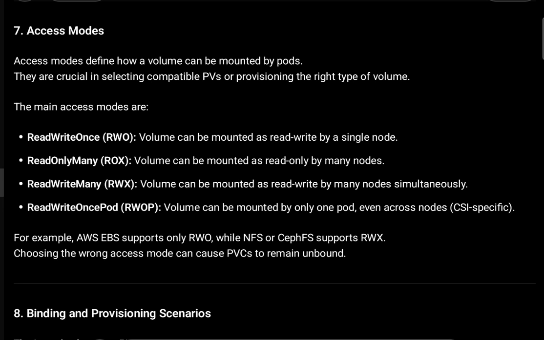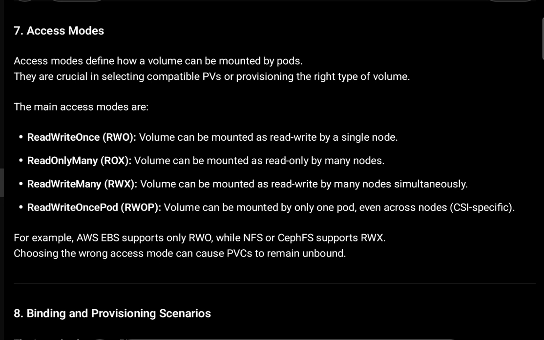Read-only many, ROX. Volume can be mounted as read-only by many nodes. Read-write many, RWX. Volume can be mounted as read-write by many nodes simultaneously. Read-write once pod, RWOP. Volume can be mounted by only one pod, even across nodes, CSI specific.